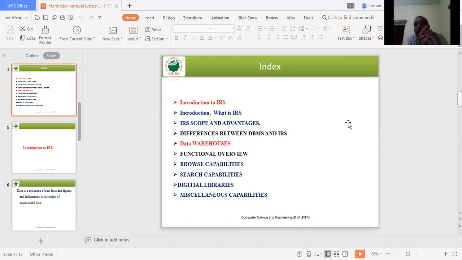Today I'm going to take the subject Information Retrieval System. This is a subject for the third year CSE students. So first of all, we should understand what is the information retrieval system.